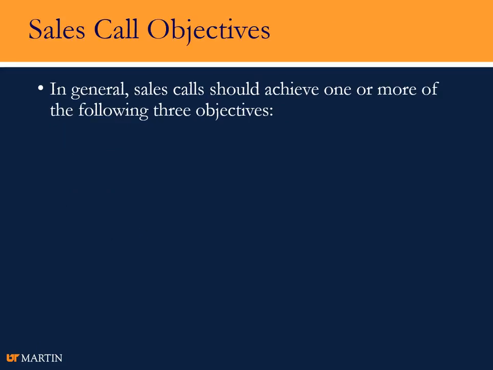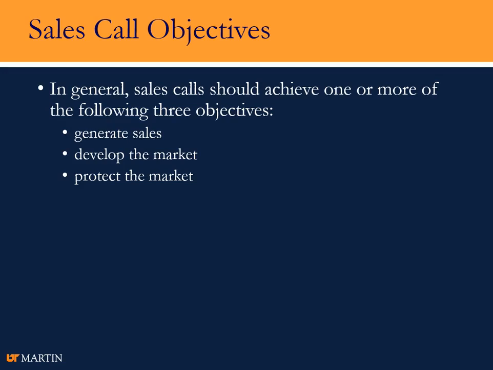In general, you want to achieve one of the following objectives: generating sales. Obviously, it's really important as a salesperson to sell your product. So generating sales is usually a good objective to start out with. Developing the market, so getting your product out there and being able to build out your potential client base. And then protecting the market, making sure that after you develop the market, you're also taking care of it.